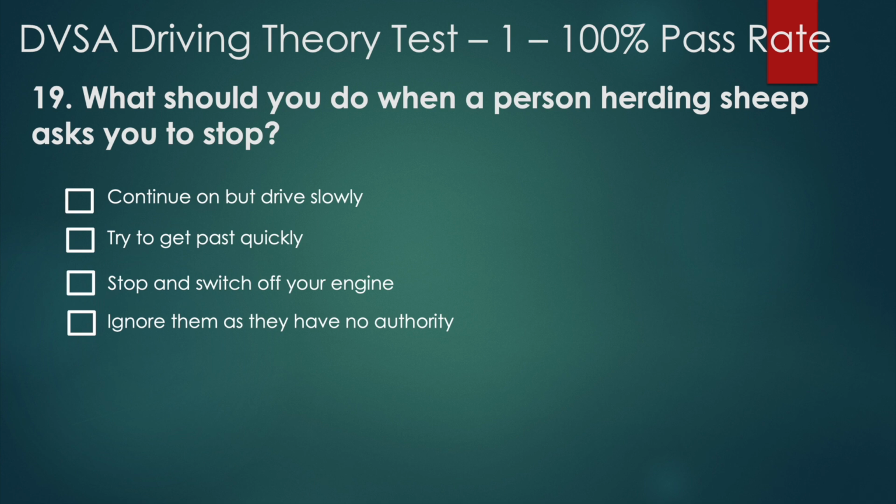19. What should you do when a person herding sheep asks you to stop? A. Continue on but drive slowly. B. Try to get past quickly. C. Stop and switch off your engine. D. Ignore them as they have no authority. And the answer is C. Stop and switch off your engine.